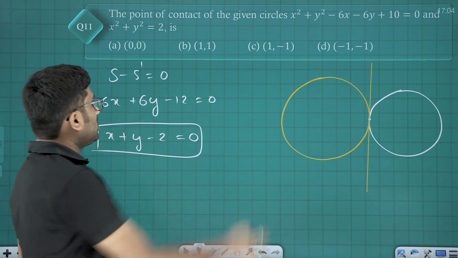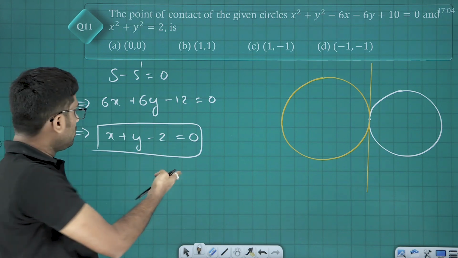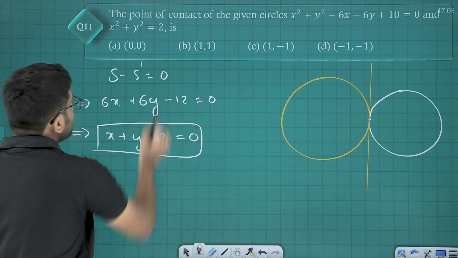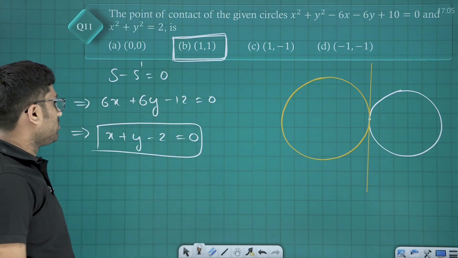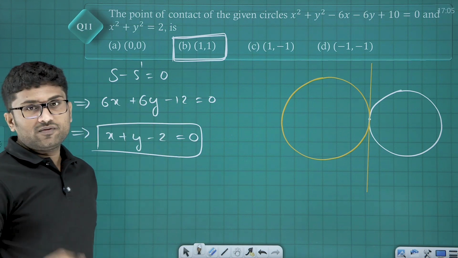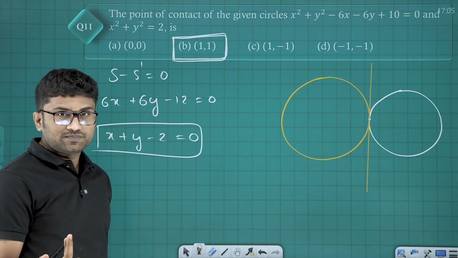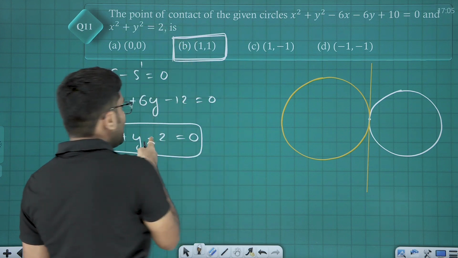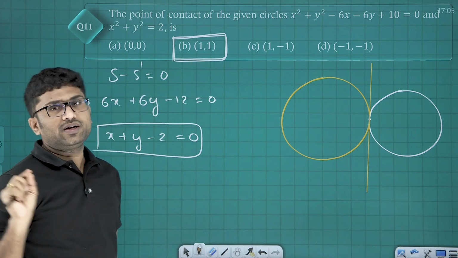Now, for sure the point of contact of the given circles will be passing through this tangent or common chord. Now substitute 0, 0, no; 1, 1, yes. So only 1 comma 1 is satisfying. Hence x plus y minus 2 equals 0 passes through 1 comma 1. 1 comma 1 will be the point of contact. If there exists more than one point, that point should also satisfy the two circles as well as this common chord. Hence there will be only one point in such a way.